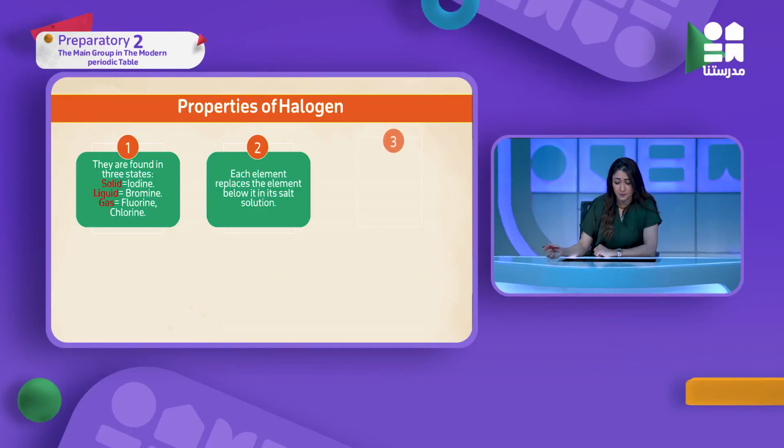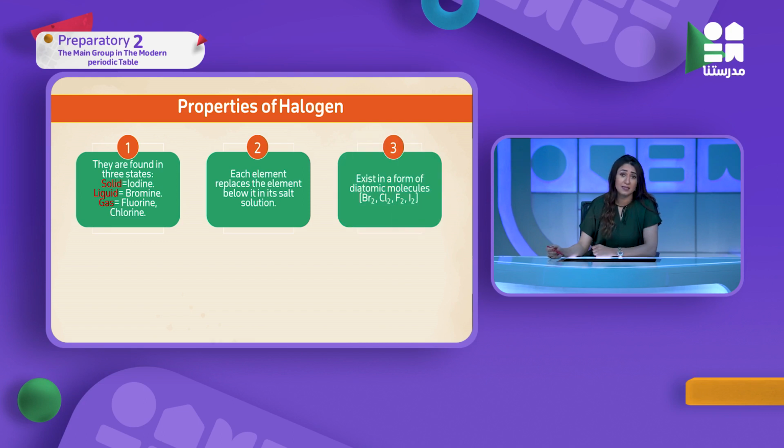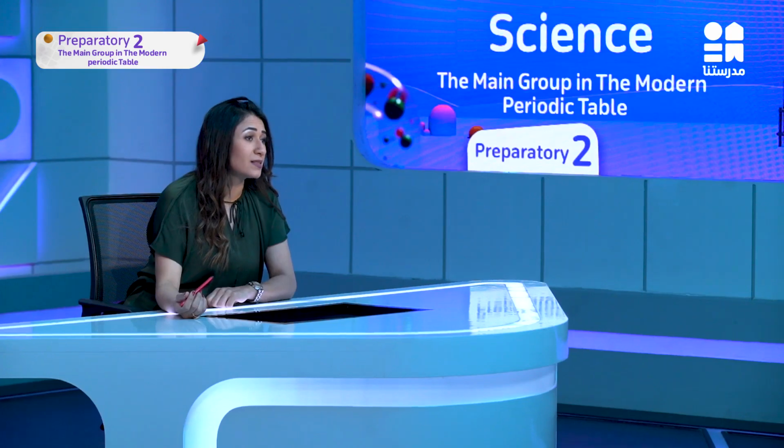طيب number 3, قلنا إن they exist diatomic. They do not exist monoatomic. They are always diatomic like Br2, Cl2, F2, I2. 4, monovalent. where they are similar to the alkali metals بس في big difference هنا.